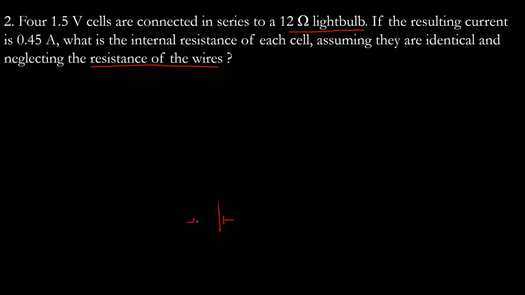So we have this battery. We have our first cell, a second cell, a third cell, and a fourth cell. And we know they are real batteries. That means they have internal resistance in each of them. That is why I drew batteries with internal resistance.